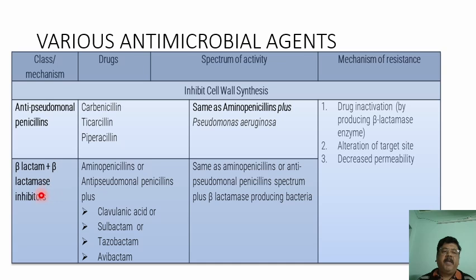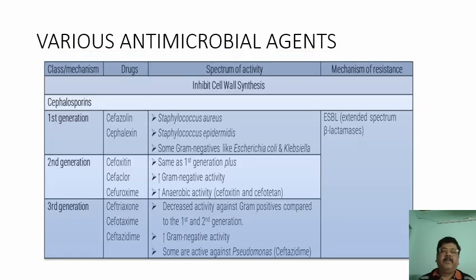Then beta-lactam and beta-lactamase inhibitors: the aminopenicillins plus anti-pseudomonal penicillins plus clavulanic acid or sulbactam or tazobactam or avibactam combination. The spectrum of activity is the same as the aminopenicillins or anti-pseudomonal penicillins, plus beta-lactamase producing bacteria. Again, the mechanism of resistance is the same.